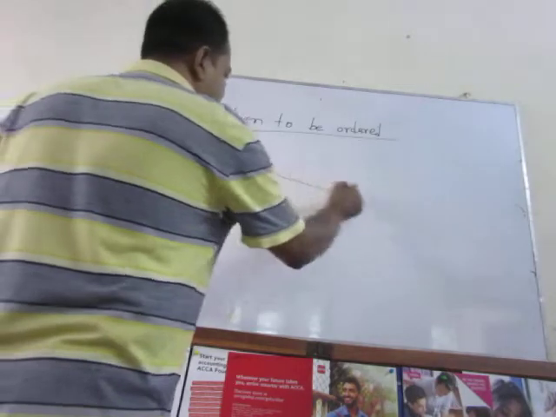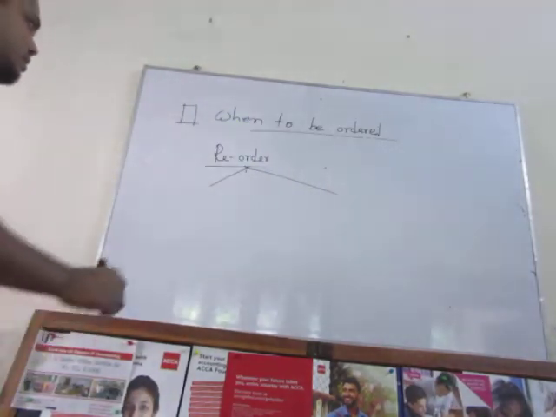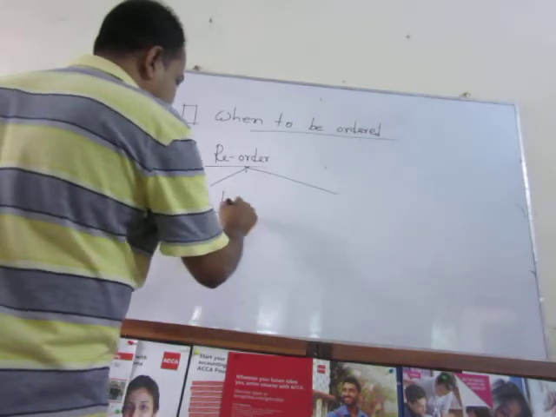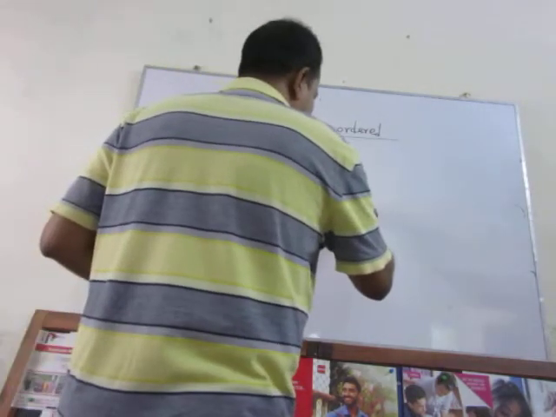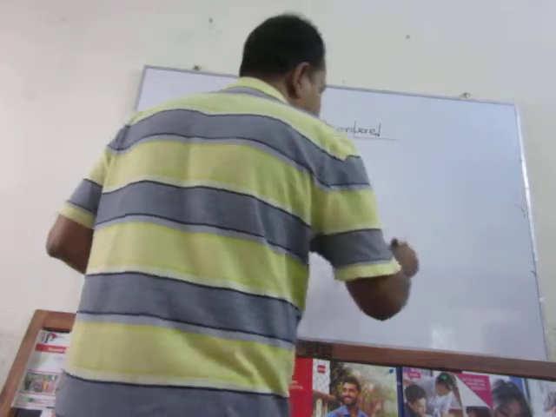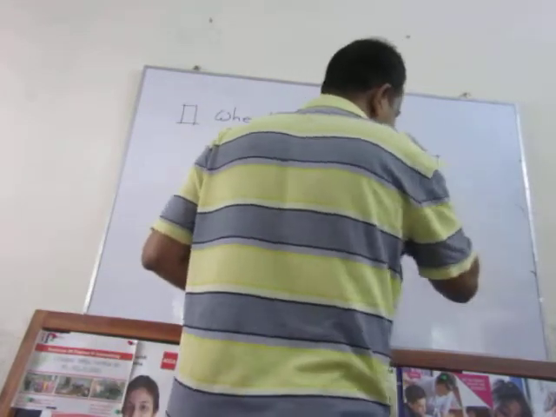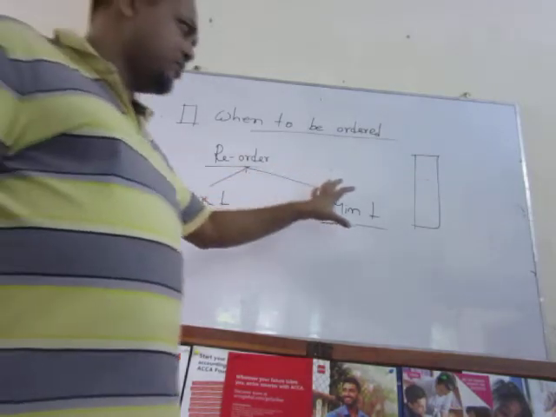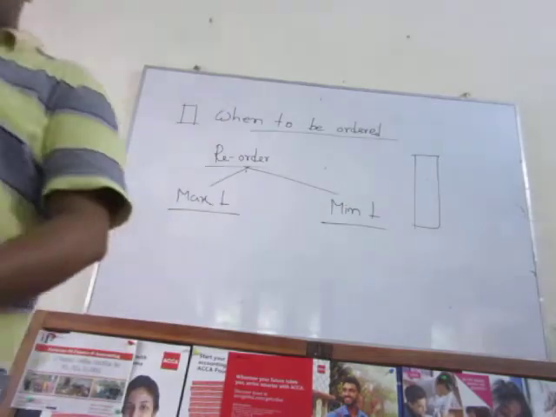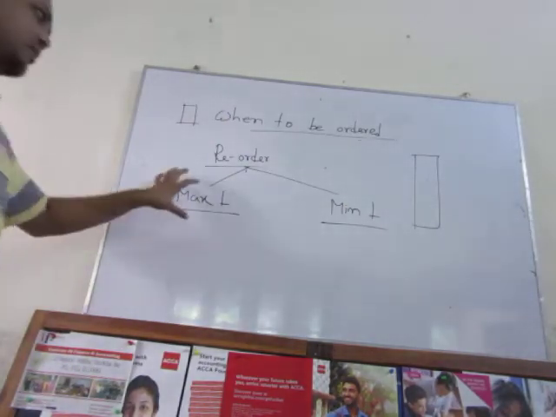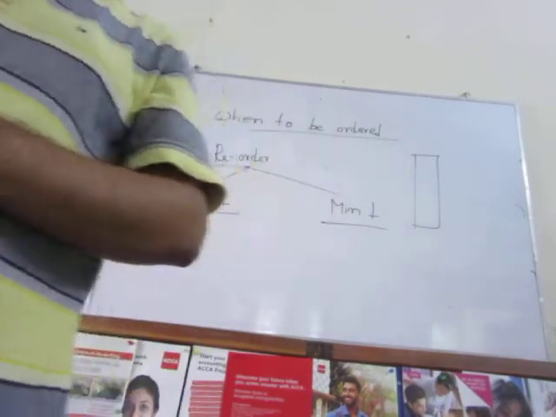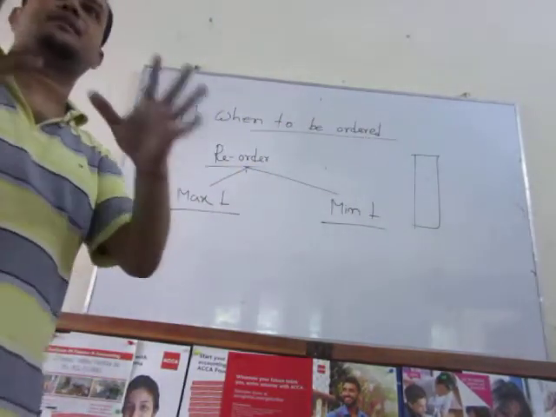Then this reorder level also can be subdivided into 2 segments. One is max level, another is mean level. Max level and mean level. According to management phonetics, these two are called the threshold level for the management. Both max level and mean level is threshold level for the management. Why?